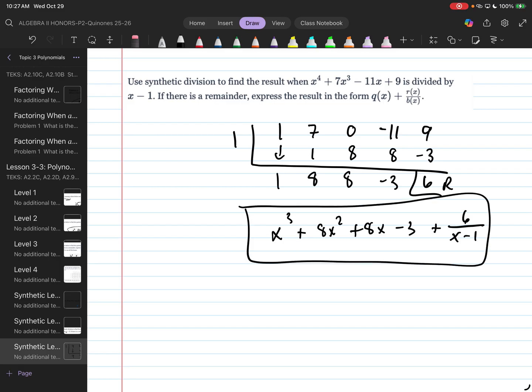Confirmation? I just wanted to know if the remainder is negative, would you put -6 or would you put -6 over the divisor? Either one works. Personally, if I'm adding a fraction, I like to add the fraction and then whatever it is, whether it's positive or negative. That's just my own personal preference. It still works. It's still mathematically correct.